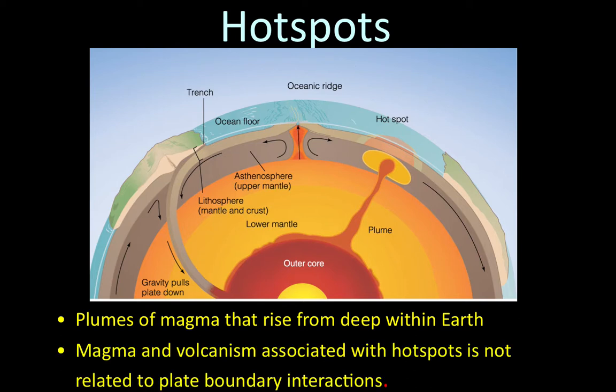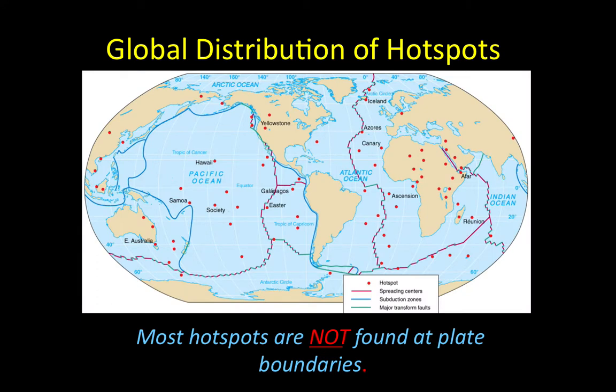And an interesting thing about hotspots is that the volcanoes that are occurring on Earth's surface are not related to plate boundary interactions. They could actually happen right in the middle of a plate. Sometimes they happen at plate boundaries, but not always. So here's a map showing where most of the world's hotspots happen. They're shown with the red dots, and the plate boundaries are shown again. Places like Yellowstone in North America, Hawaii, really do happen very far from a plate boundary.